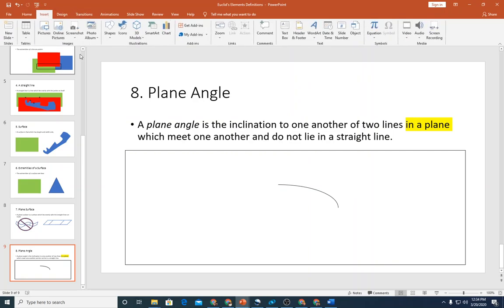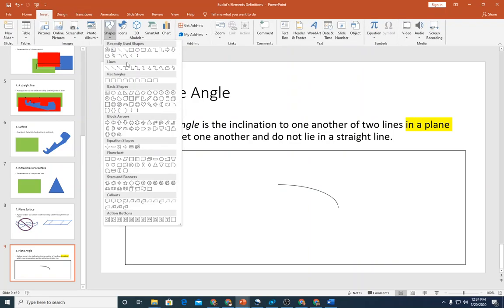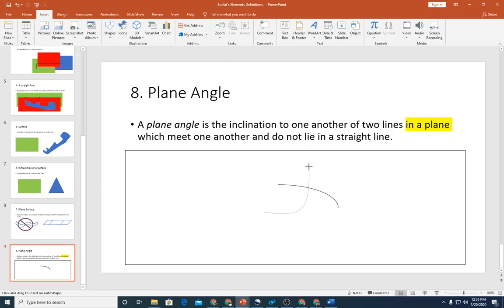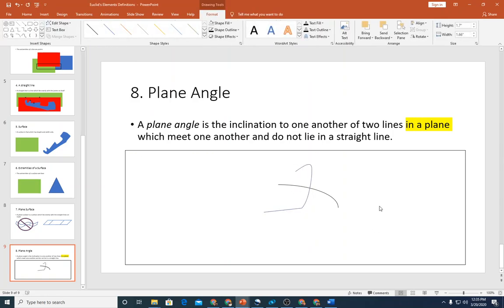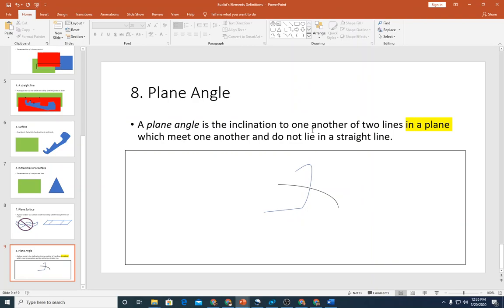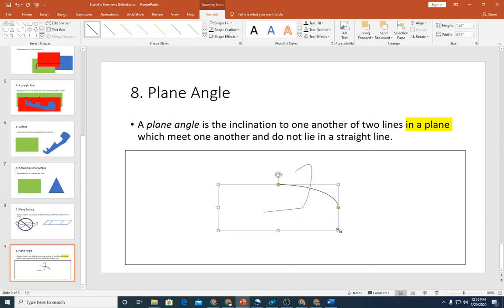And then we need another line because we needed two lines. So let's try another line. We can do one that does like this. All right, and we'll call that line Gus. So Humphrey and Gus. All right, so Humphrey and Gus here are our two lines, and they are in a plane.